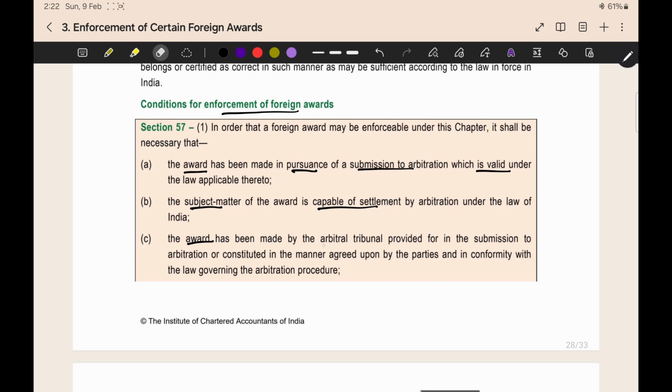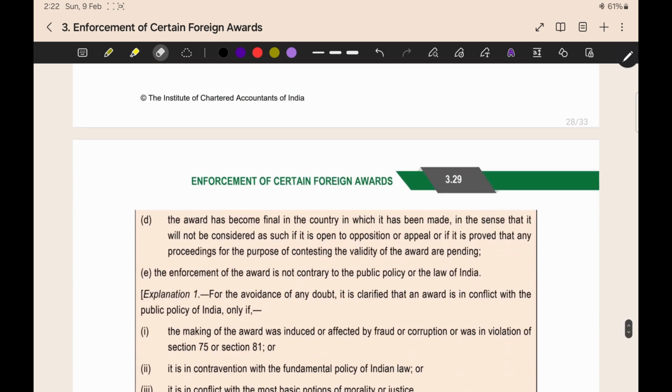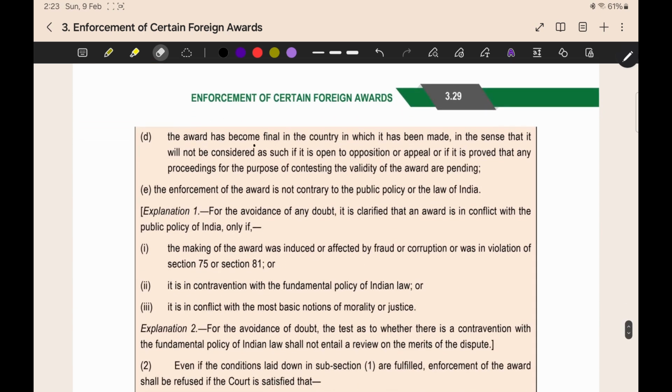Then, the award has been made by the arbitral tribunal which has been constituted in the manner agreed upon by the parties. The composition of the arbitral tribunal is questioned here. The composition should be according to the agreement or according to the law. It should be in the manner agreed upon, or it should be in conformity with the law. The next point is, the award has become final in the country. In the foreign country, the award is final. There will be no proceeding pending regarding the finality of the award.